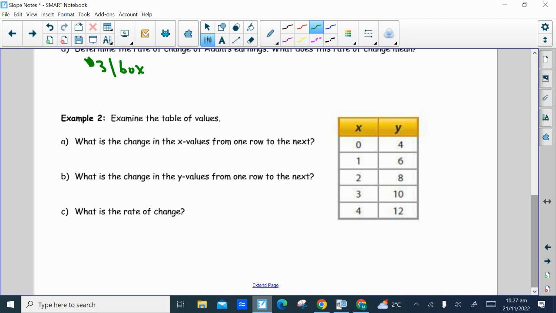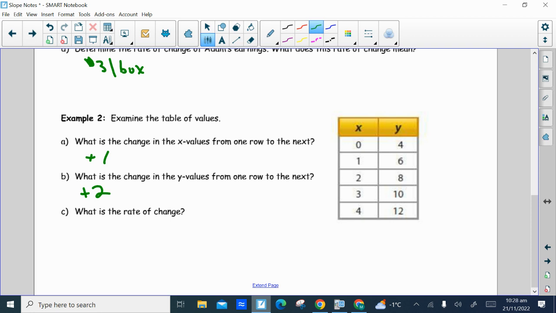All right, looking at example 2. What is the change in the x values from one row to the next? We're just given a table with x and y. X is increasing by 1, so it is plus 1 on the x. In the y values, they're going up by 2, and you can just see what the pattern is. So the rise is 2 for every run of 1. Y is going up by 2s as x goes up by 1s.